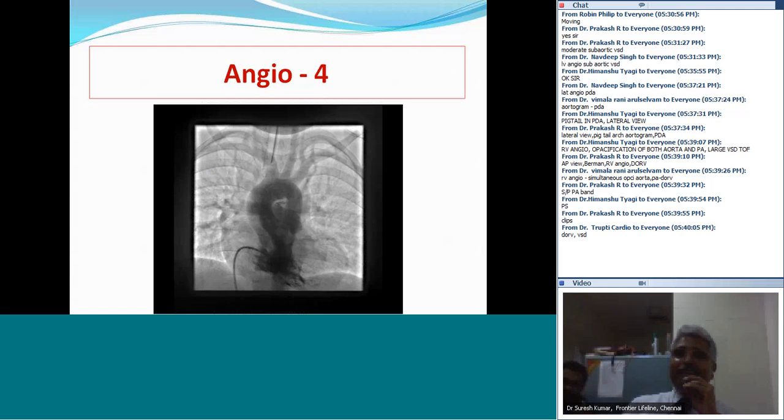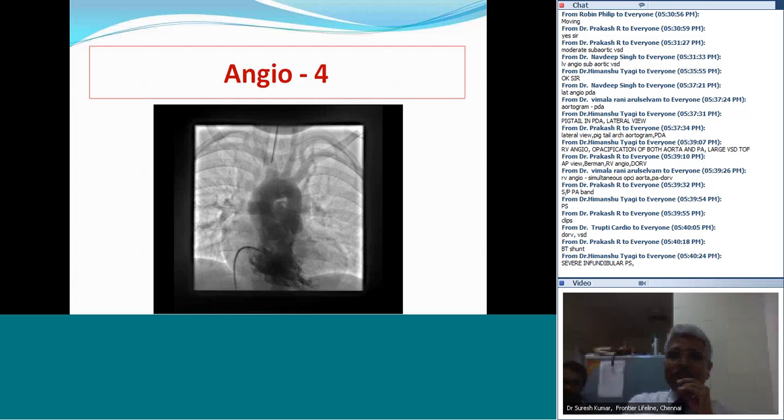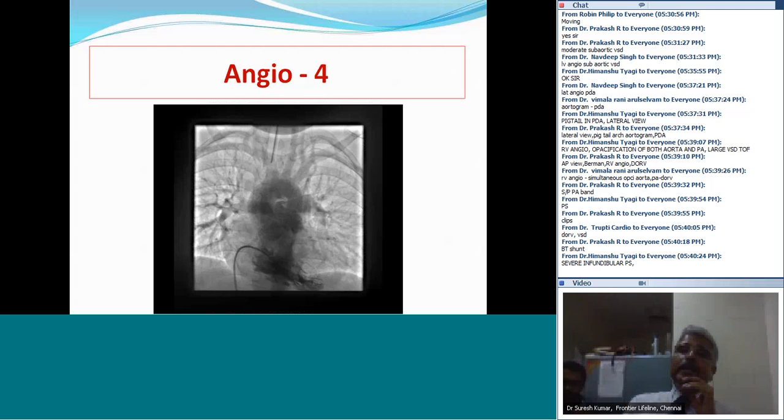Tripti, welcome back. Many of you have seen the question and made the diagnosis of DORV. An AP view RV injection is not enough to make a diagnosis of DORV. From this angiogram, your diagnosis will be tetralogy.